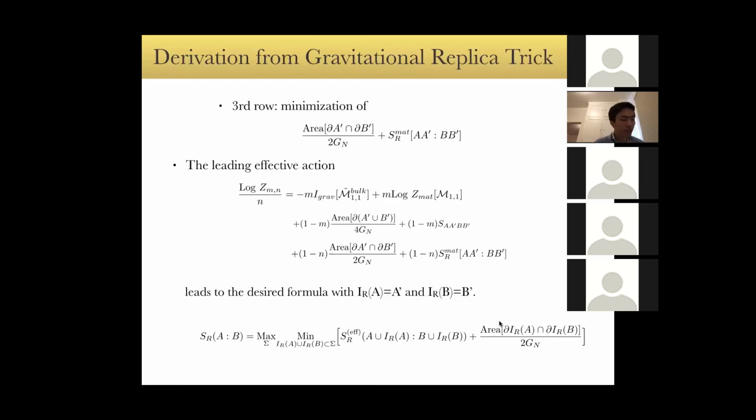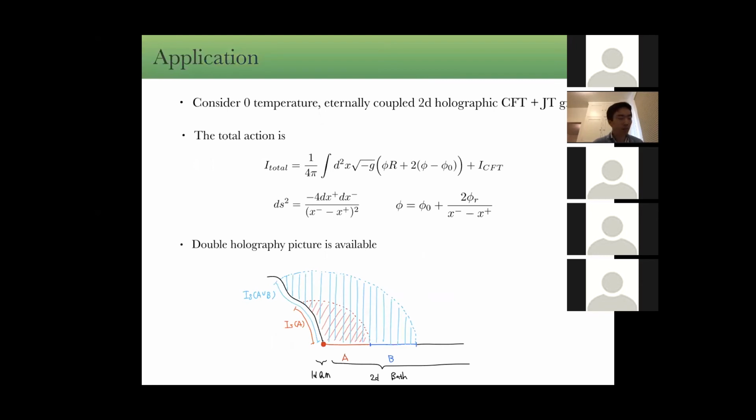Okay, let's move to the final section, the application. So I consider the simplest example, the zero temperature eternally coupled 2D holographic CFT plus JT gravity. The total action is the usual JT gravity action plus the CFT action.